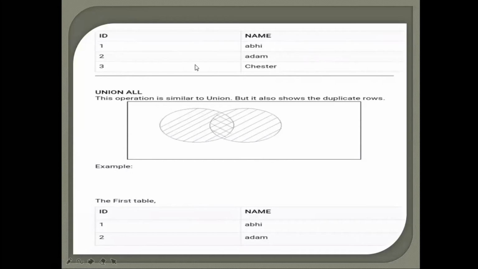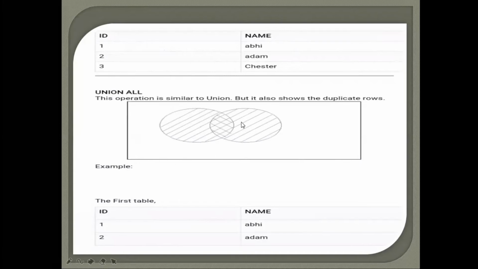So this is about your union operation. It combines two select statements together and gives an output, but it eliminates duplicate values. Moving on to the next part of your set operators, that's union all. If you see this Venn diagram, it says it all.